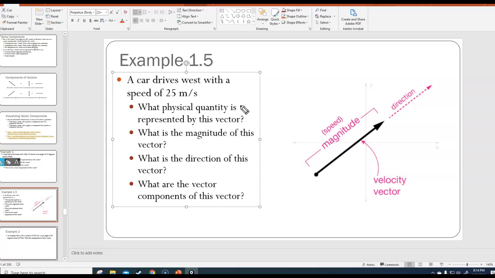And this vector is in particular velocity. Okay, saying how fast it's going and in what direction. Now what is the magnitude of the vector? 25 meters per second. What is the direction? West. What are the vector components of this vector? I want to see if you can figure this out on your own. Okay, so pause it here and try to answer example 1.5 on your own.